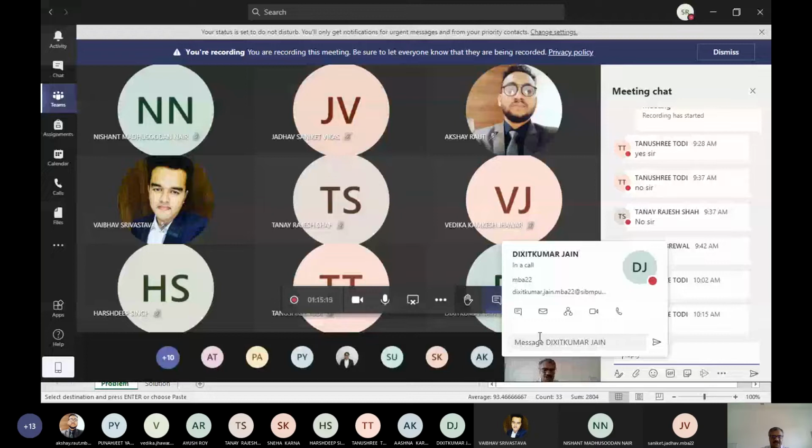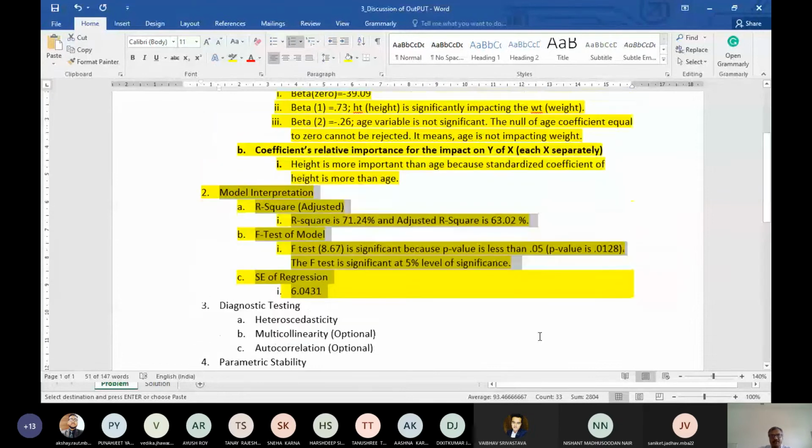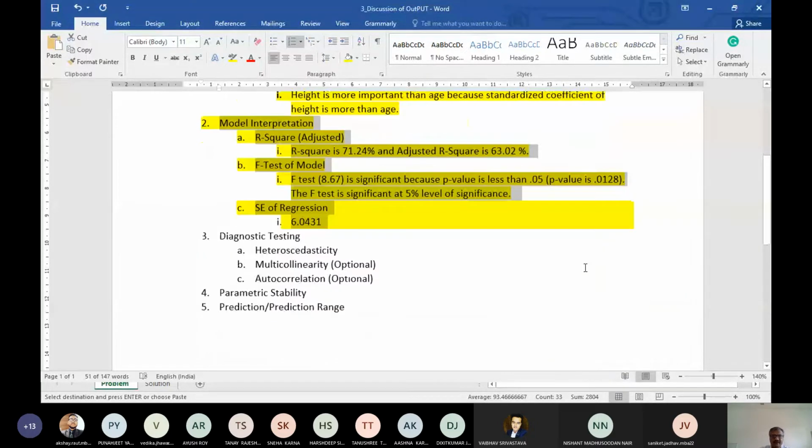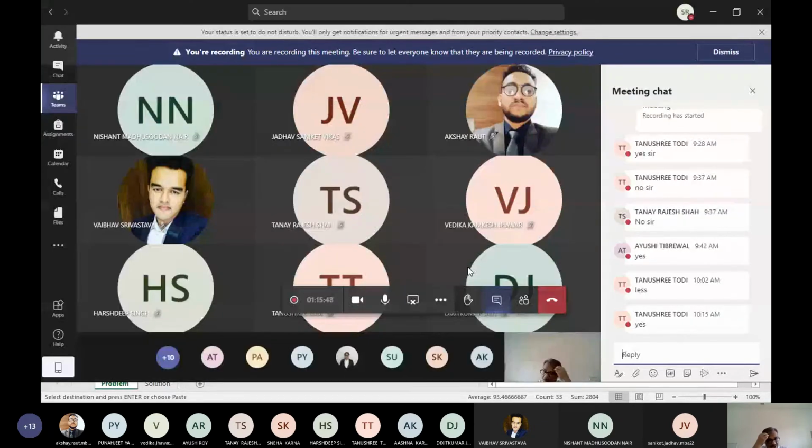So we have discussed three things: R square, F test of model, and standard error of regression. All these three things are reported under the model interpretation. So we have completed the coefficient analysis. We have completed the model interpretation. We are moving towards diagnostic testing, which is a slightly difficult part, but we will survive. No problem. If you have understood so far, you will be able to understand the next discussion also. I'm open to questions. I believe some of you might have some questions. Please don't hesitate and ask.